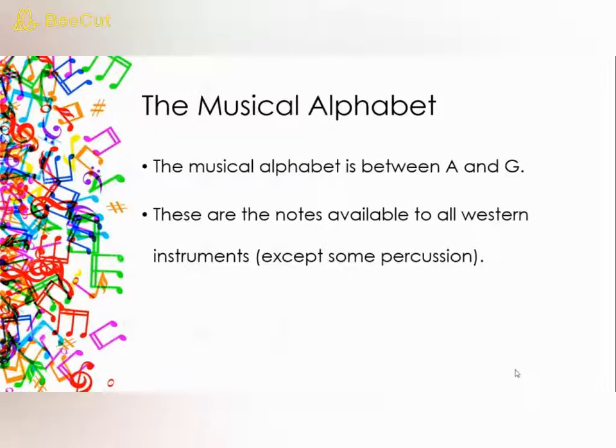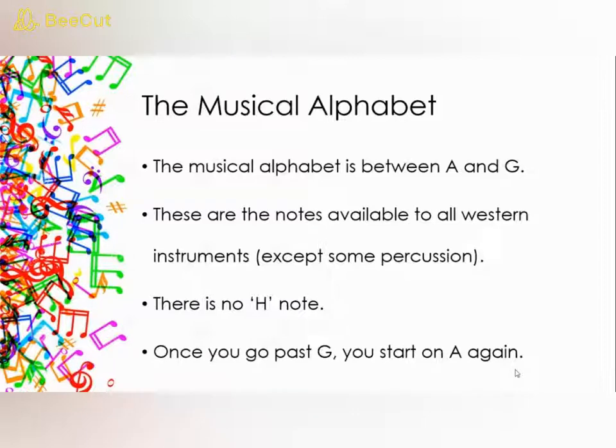So that includes things like the guitar, the piano, and your orchestral instruments as well, like the flute, the trumpet, the violin, the cello. All of these instruments read the notes A, B, C, D, E, F, and G. There is no H note. It stops at G. But when you get past G, you start at A again. So A, B, C, D, E, F, G, and back at A again.